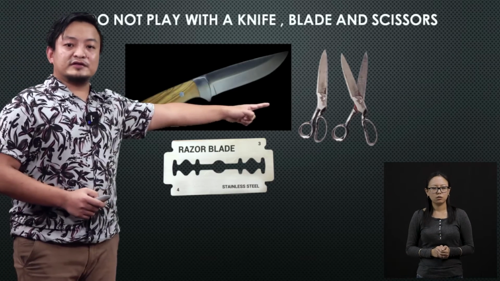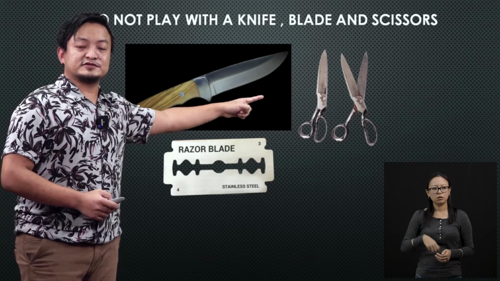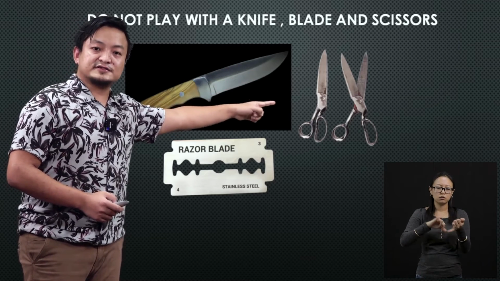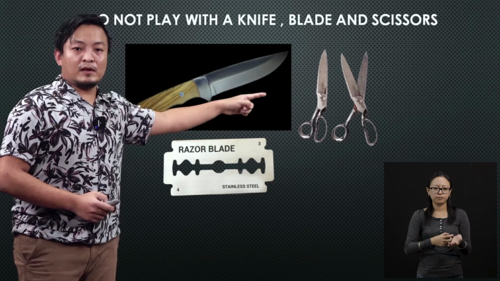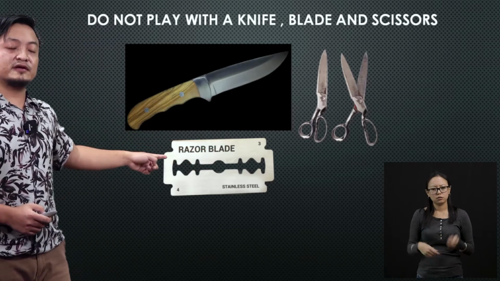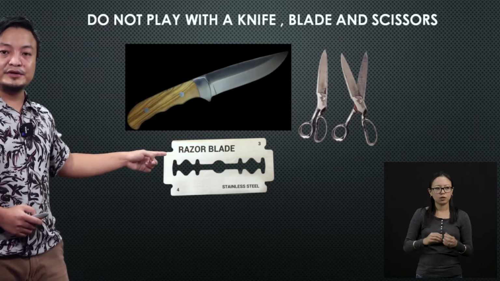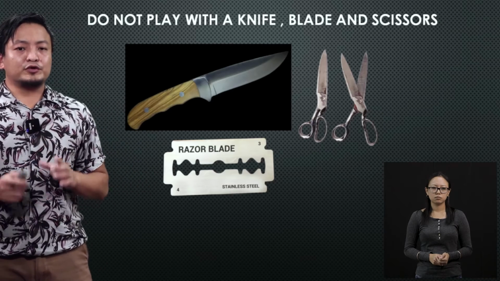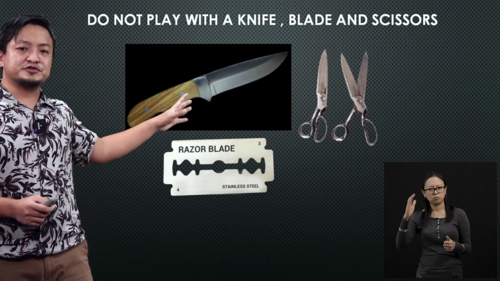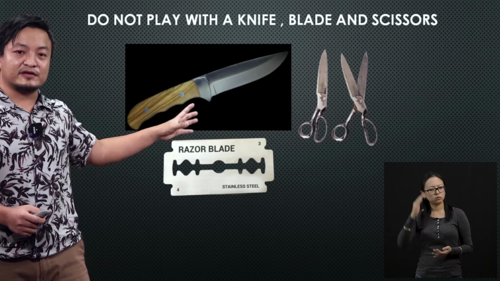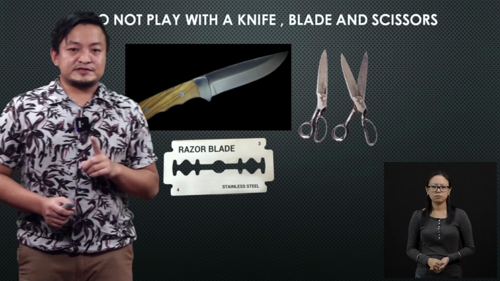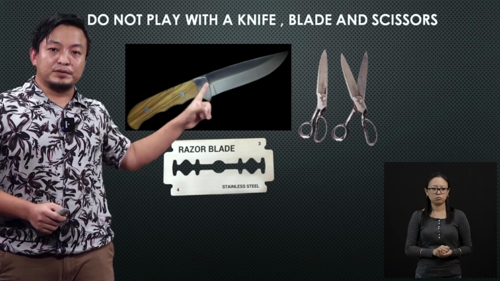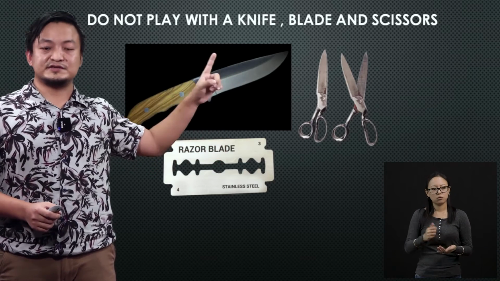Now over here it is a scissor, okay? So let's spell this together. S C I S S O R. And over here, the last one, it is a blade. B L A D E. Now students, we are all familiar with all these three sharp objects that we see here, right? So students, we should never play with knife, blade, or scissors.